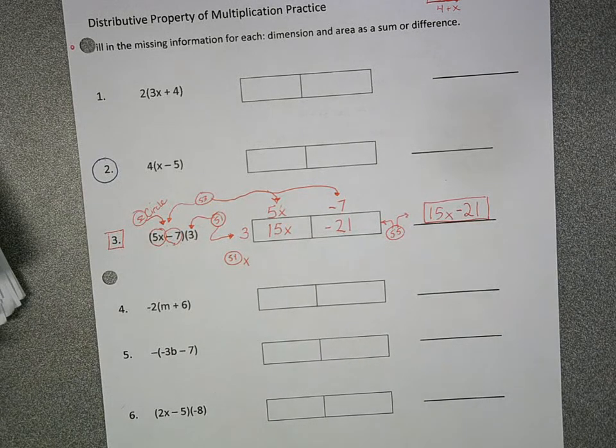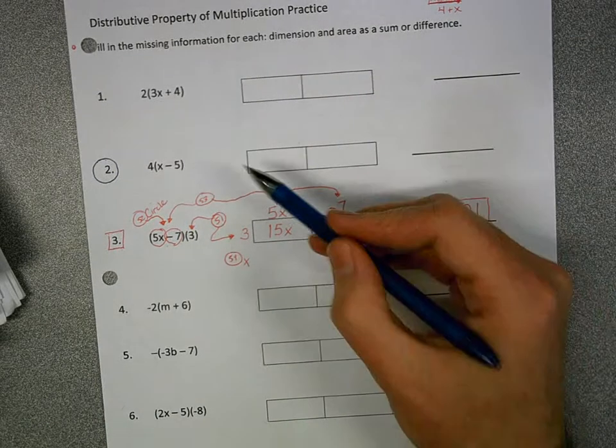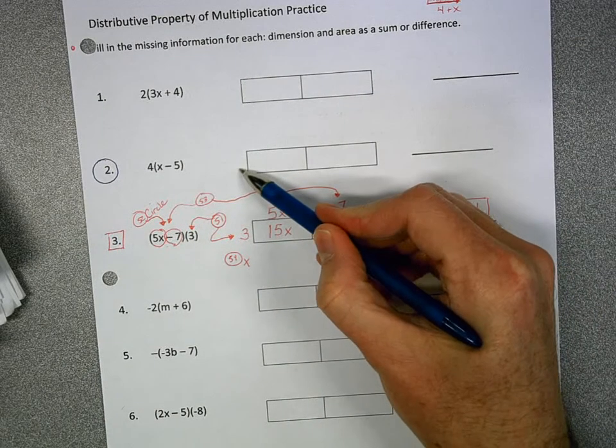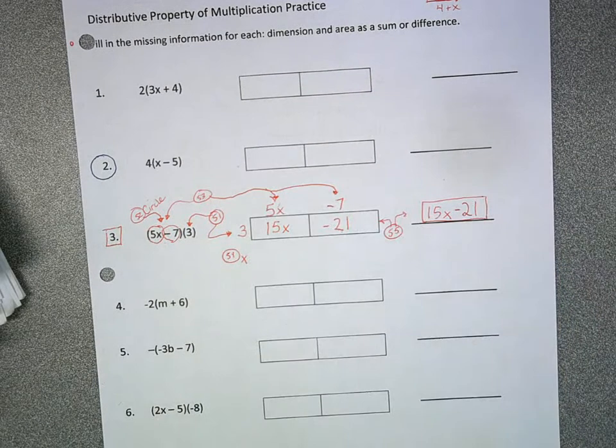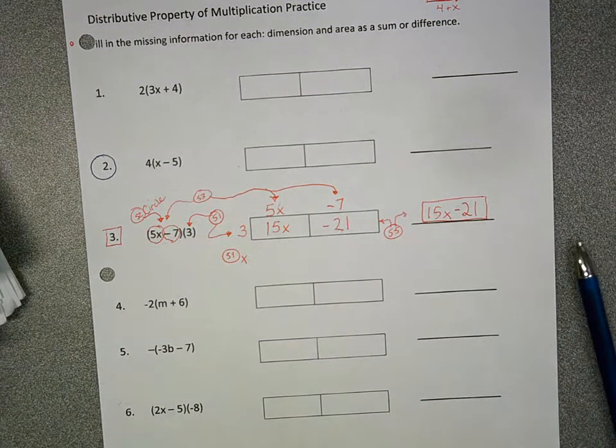We have 4 times the difference of x minus 5. So here we go. The very first thing I want to know is, what do I put to the left of the boxes? All right, the left of the rectangles.